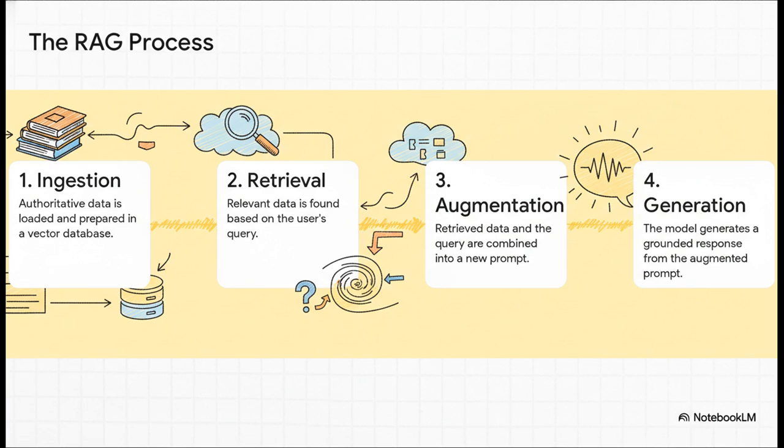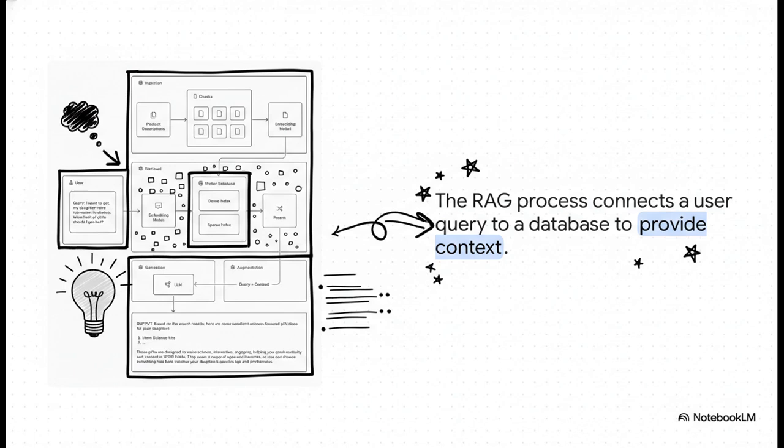After that is augmentation, where it combines your question with the facts it found. And finally generation, where the LLM gives you that smart, accurate answer. This diagram shows us the whole flow perfectly. Let's trace it together. It starts over here on the left, with you, the user, asking a question.